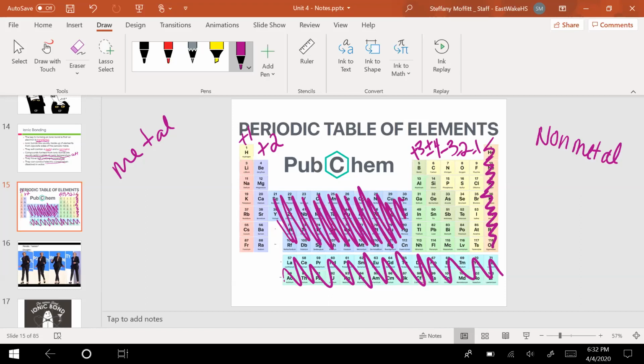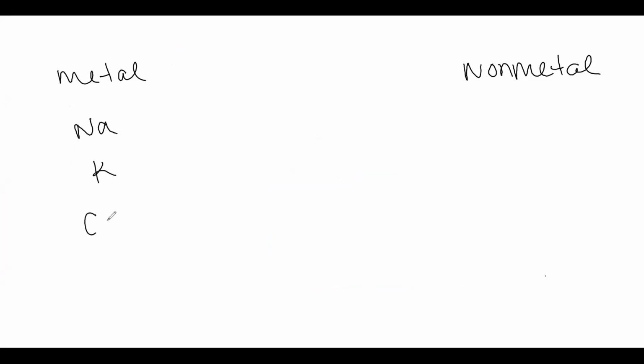So, when we are bonding, we're going to have a metal and a non-metal. For metals, we can have sodium, potassium, calcium, magnesium, a whole bunch of different ones. Non-metals, we could have chlorine, carbon, oxygen, nitrogen, fluorine, any of those good ones. And those are going to form these ionic bonds.